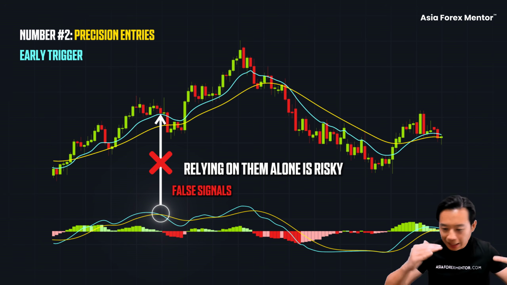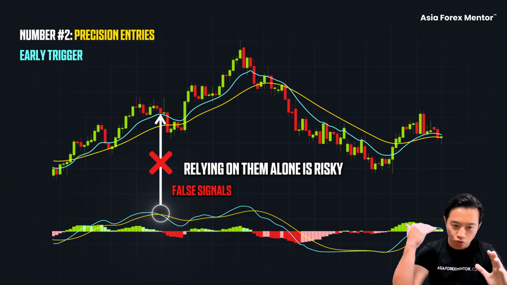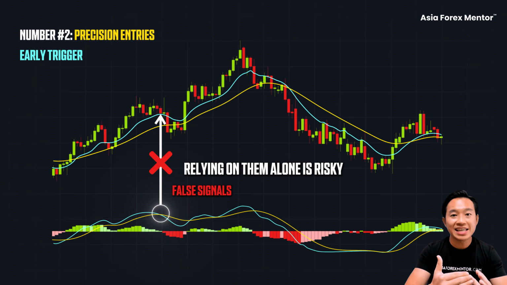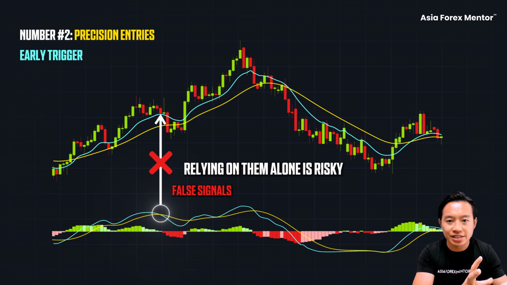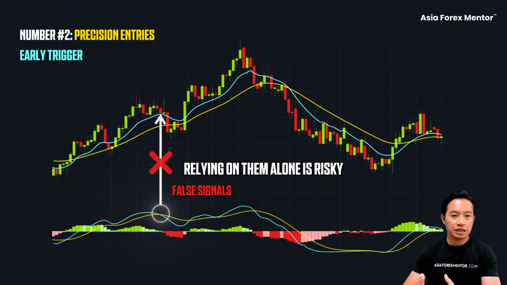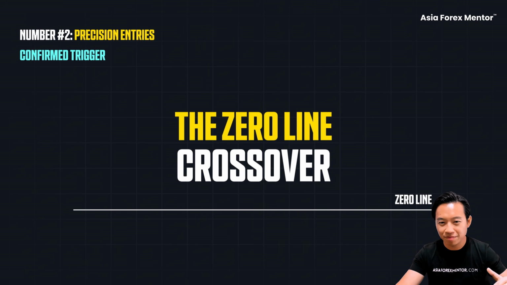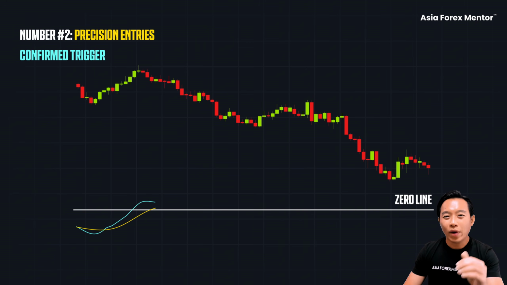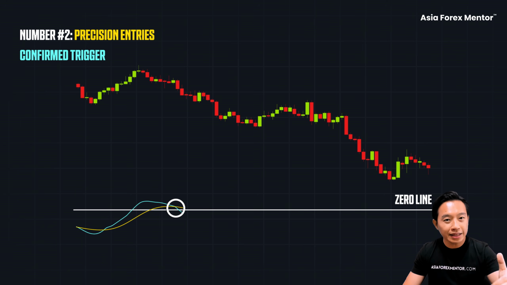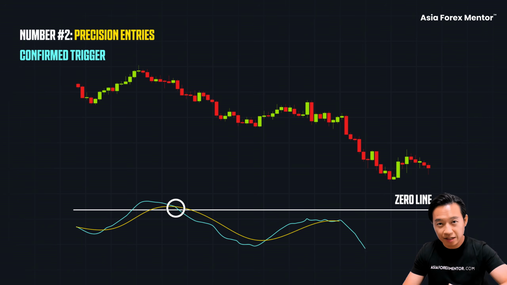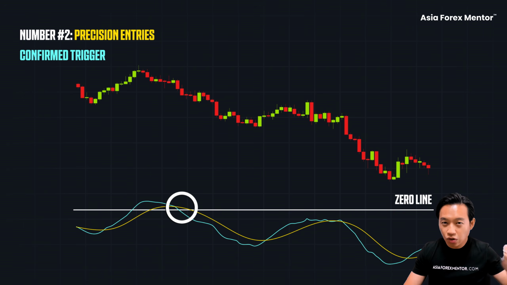Because without another layer of confirmation that you stack on top of it, you are essentially gambling on all this noise rather than a proper structure. And then comes the confirm trigger, right? The zero line crossover. When the 12 EMA finally slips below the 26 EMA, the MACD itself drops under the zero line. That single move is like the market telling you out loud, right?